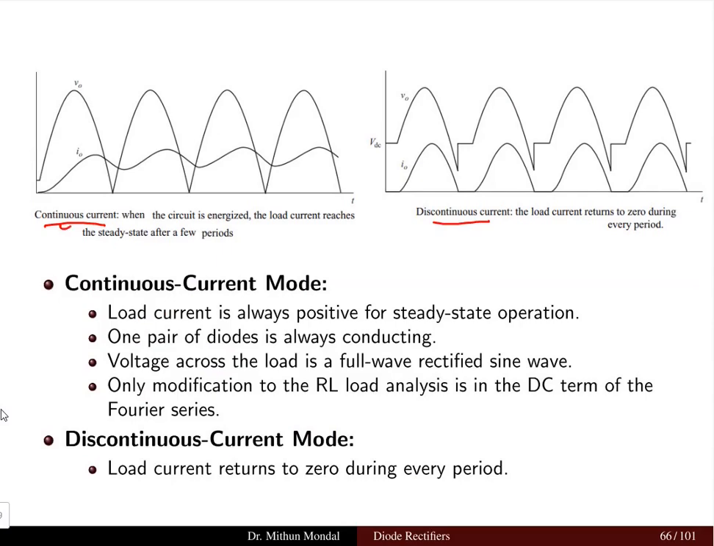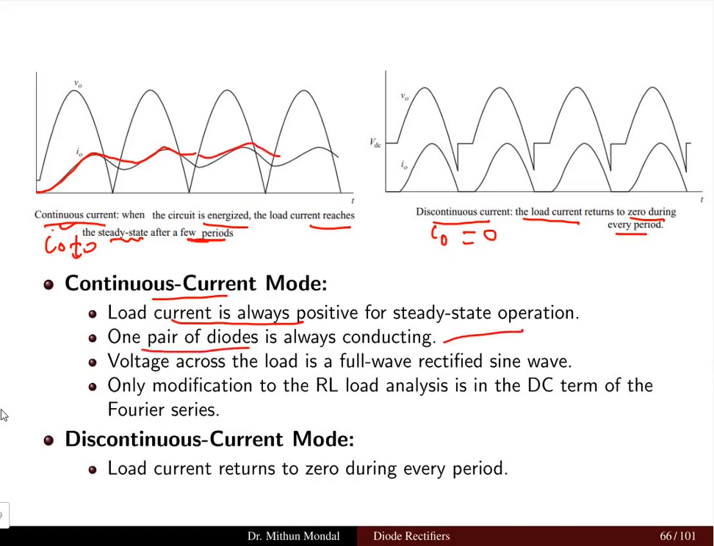In continuous current mode, the circuit is energized and the load current reaches the steady state after a very few periods. Whereas in the discontinuous mode, the load current returns to zero during every period. So in continuous mode you cannot have the load current zero, but in discontinuous mode the load current will be zero. In continuous current mode, the load current is always positive for steady state operation, and one pair of diodes is always conducting. The voltage across the load is a full-wave rectified sine wave.